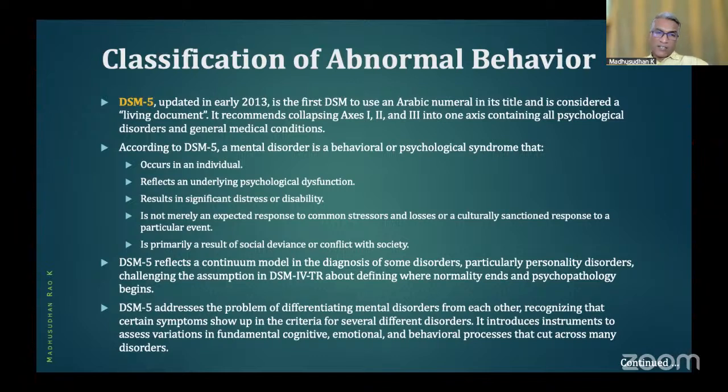DSM-5 reflects a continuum model in the diagnosis of some disorders, particularly personality disorders, challenging the assumption of DSM-4-TR about defining where normality ends and psychopathology begins. That is what reflects the continuum. It is not an end point, it is a continuous model. Normality ends, psychopathology begins. Anyway, now the continuation.